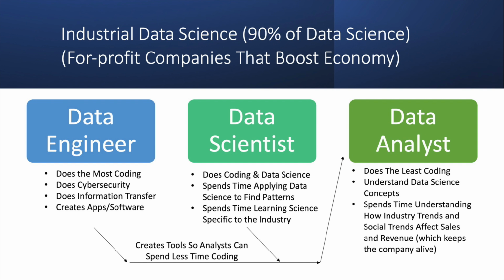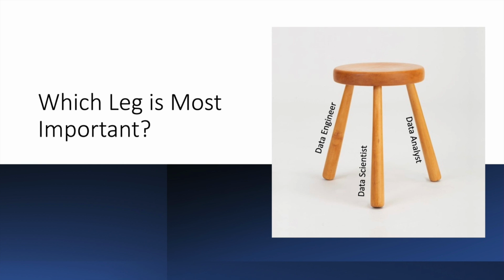But the irony is that the data analyst, though he or she has to understand data science and understand coding, does the least amount of coding among these three. You see that? So I say that so you understand your niche. Because some of you might be hardcore CS people who are destined to be database engineers. Some of you might be destined to be analysts. Some of you might be destined to be somewhere in between.